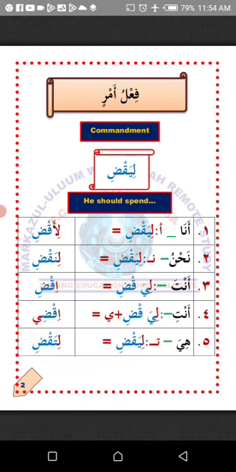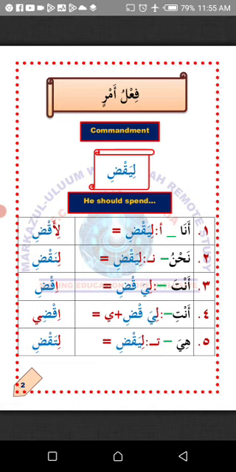Liyaqdi simply means he should spend. He in Arabic is huwa, which is the opposite of hiya, she. So how do we change the verb liyaqdi to suit the following pronouns? Wahid, number one, ana, I. All you need to do is to detach ya'un and attach alifun. So the verb liyaqdi will now become li'aqdi, which means I should spend.